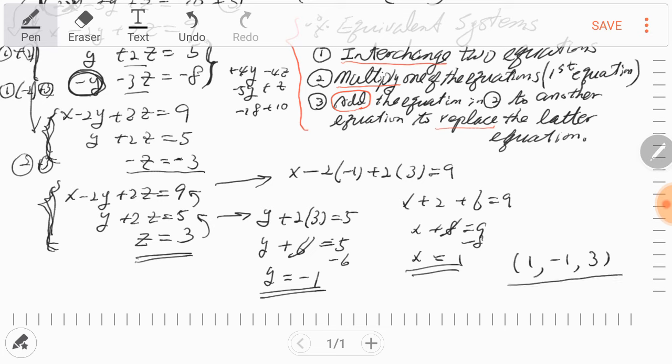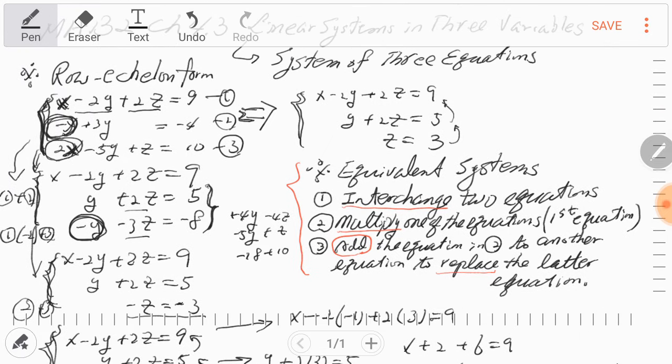So we have this ordered triple. So there are 3 values. We call it an ordered triple. This was example 1 and 2.